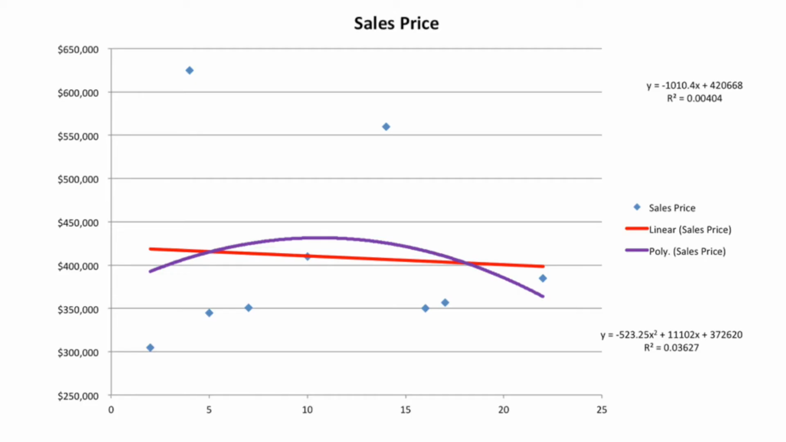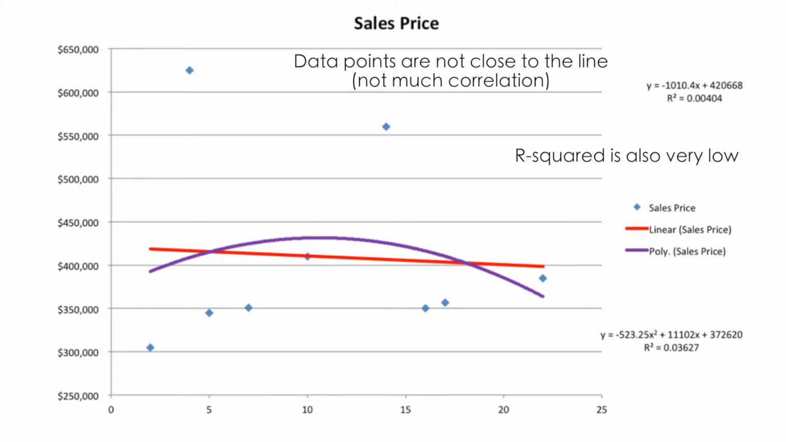Now, take a look at that graph. You have a red line and a purple line. Now, this graph, if you were just to look at it, doesn't really tell you very much. You'll notice that the data points are not all that close to the line. When you see that situation, what it means is there is not very much correlation between the sales. And you'll notice that the r-squared values in those two nasty looking formulas are very low. So what we have here is something that really doesn't make any sense. So we have to make sense out of it.